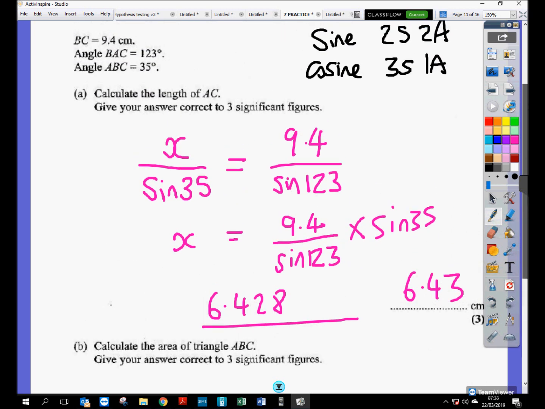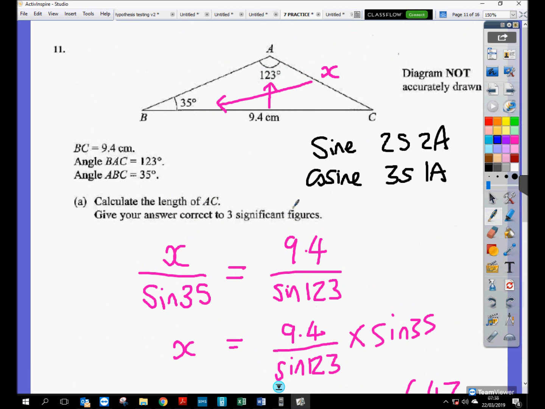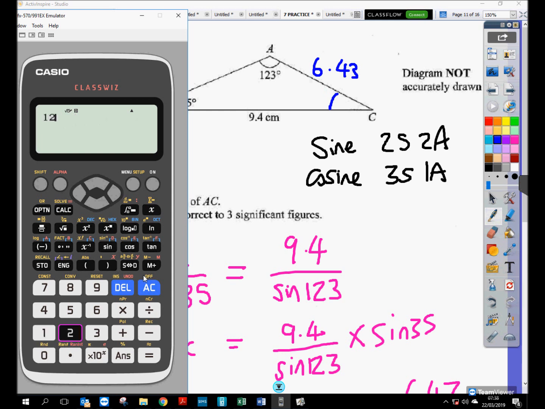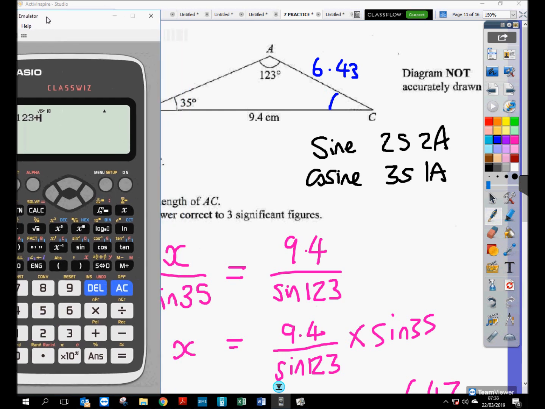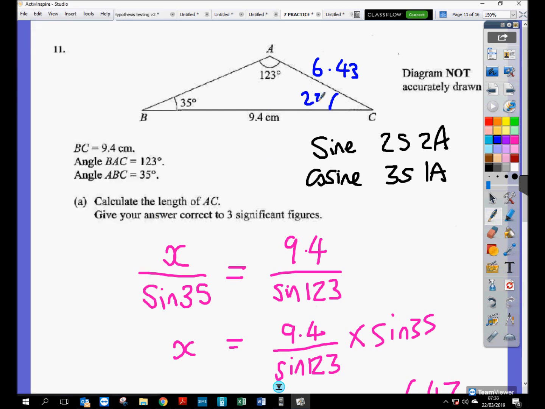Right, calculate the area of the triangle. Okay, now the area of a triangle is a half AB sine C. Now let's have a look at what information we've just worked out. We have just worked out that this side is 6.43, and I can easily work out this angle here as well, because angles in a triangle add up to 180. So if we work out that angle, 123 add 35 and then 180 subtract ans, so this is 22.